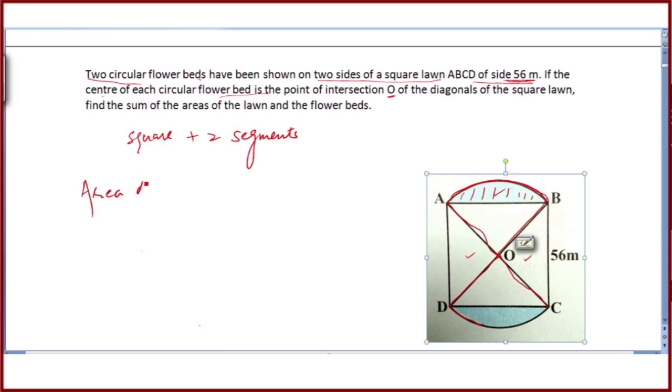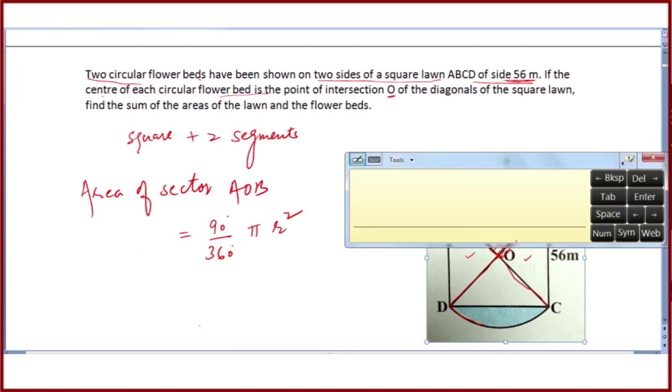Area of sector AOB. What is this angle? This is a square, so this angle is 90 degrees. So what will be the area of sector AOB? It will be 90 by 360 pi r square. What is r? R is this OB. How do you calculate OB?